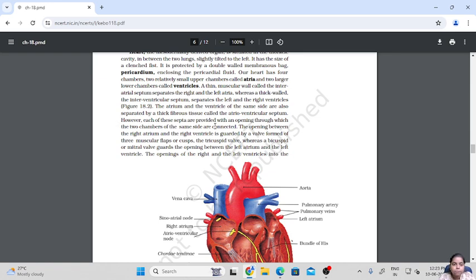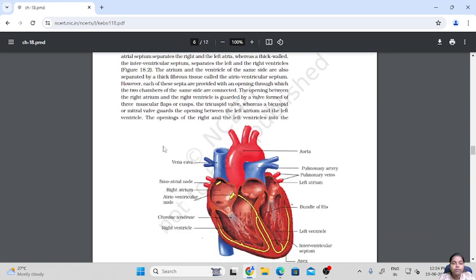However, each of these septa is provided with an opening through which the two chambers of the same side are connected. The opening between the right atrium and the right ventricle is guarded by a valve which is formed by three muscular flaps, or you can call them cusps. Though it is formed from three muscular cusps, it is called the tricuspid valve. Whereas a bicuspid or mitral valve guards the opening of the left atrium and the left ventricle.